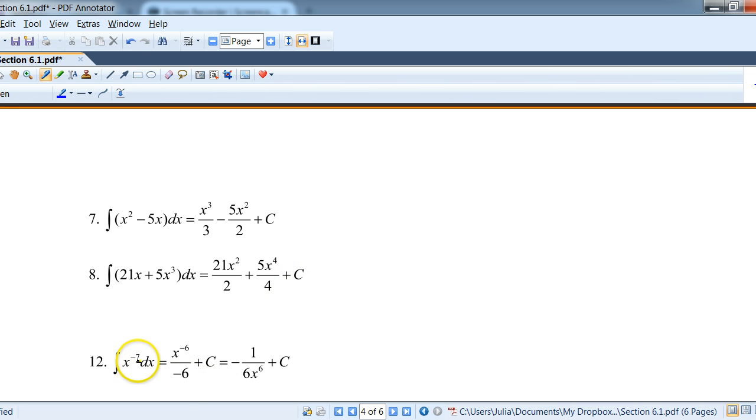Similarly with negative exponents, x to the negative 6, well, we will actually get x to the negative 5. Remember, we're adding a 1 now, so negative numbers will increase, but they will get smaller in magnitude and closer to 0. And divided by negative 5, plus a constant. And we can simplify this. First of all, this negative we can pull out. You can keep it as x to the negative 5, or you can put it in the denominator. Either way would be fine.